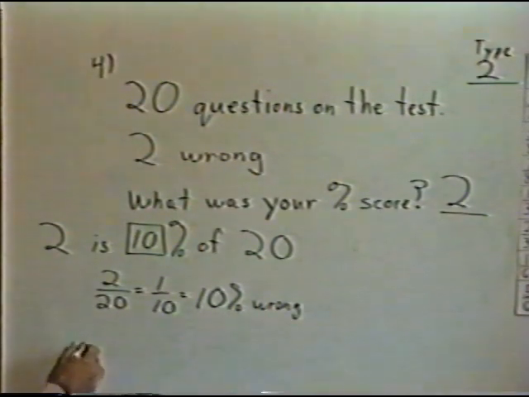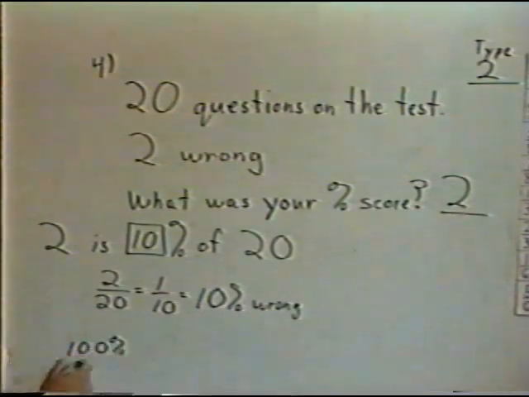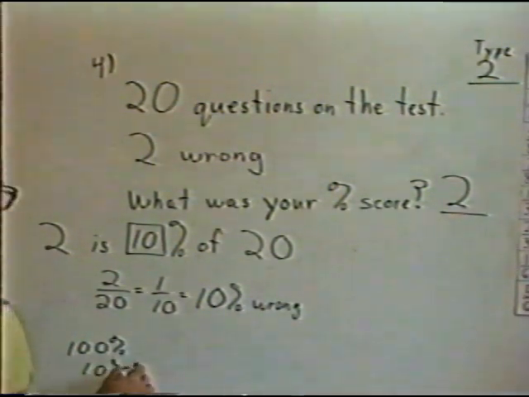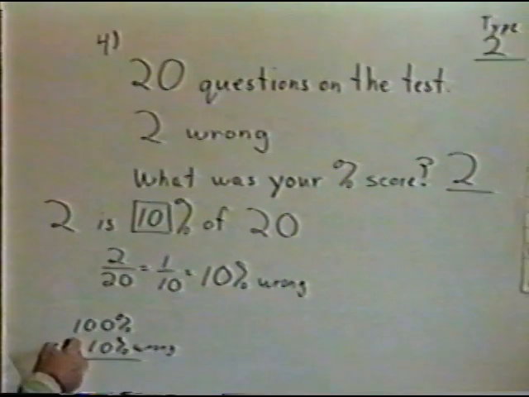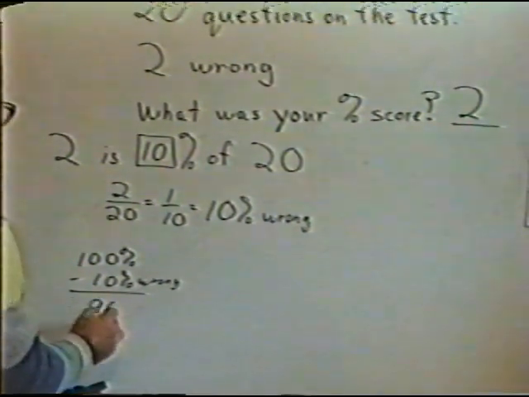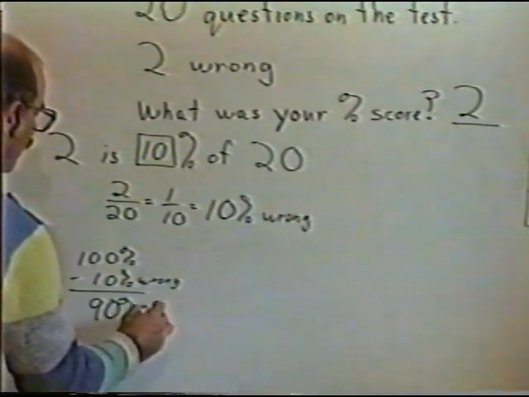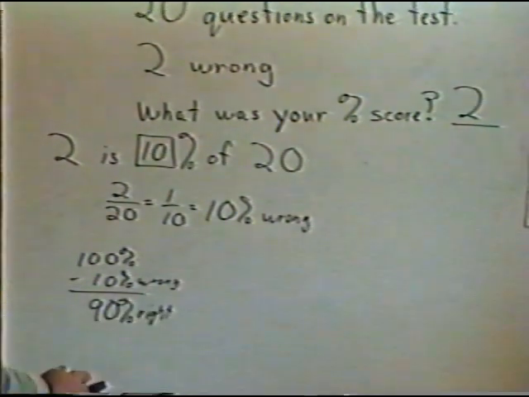If we had gotten them all right, we would have gotten 100%. But we got 10% wrong. What do I do with those two numbers? Subtract. And 100 take away 10 is? 90%. 90% right. That is your score.